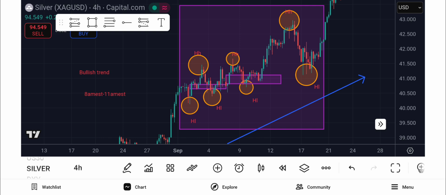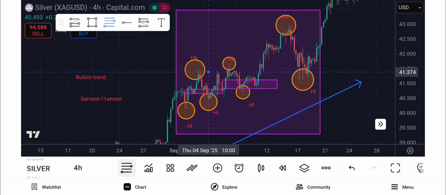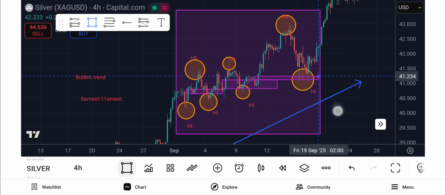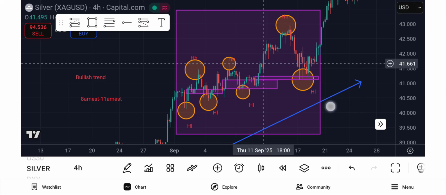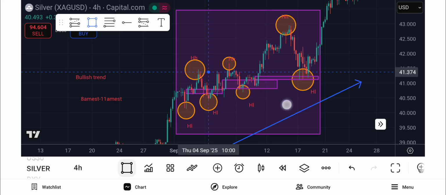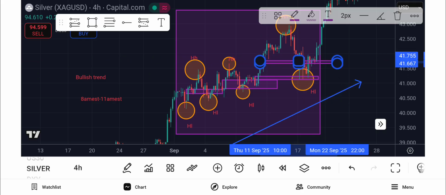What fair value gaps do we see? We see a fair value gap here and here. Alright. If you wanted to, you could identify this fair value gap as well. 1, 2, 3. And then you just stretch it out. We got a fair value gap here. 1, 2, 3. 3 candles. Just stretch it out like that.